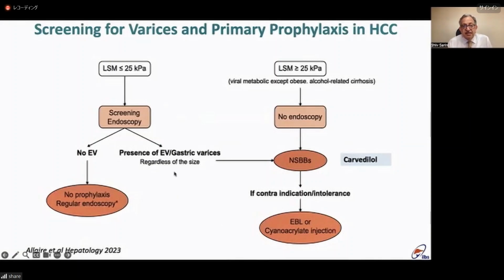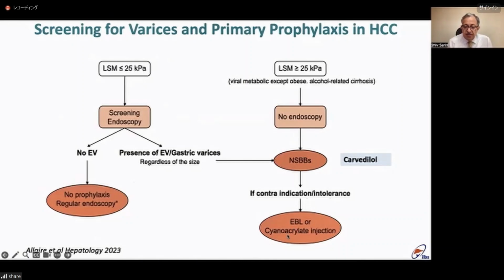Now he has an LSM of less than or up to 25. Then everyone, you will do screening endoscopy. After doing a screening endoscopy, if there are no varices, well, then you manage them. If there are varices of any size, irrespective of small or large, irrespective of esophageal or gastric, you will put this patient on carvedilol. Now, if the patient has any contraindications or intolerance to carvedilol, such patients will be going on to band ligation or cyanoacrylate glue injection.